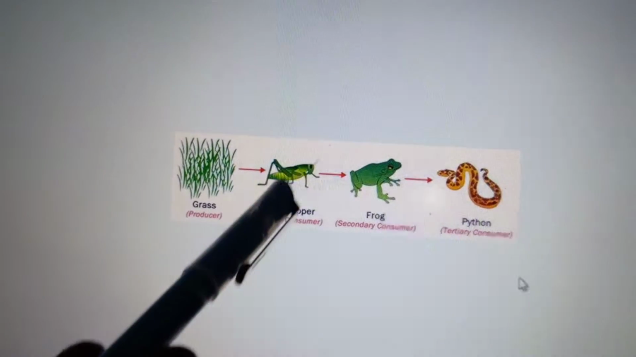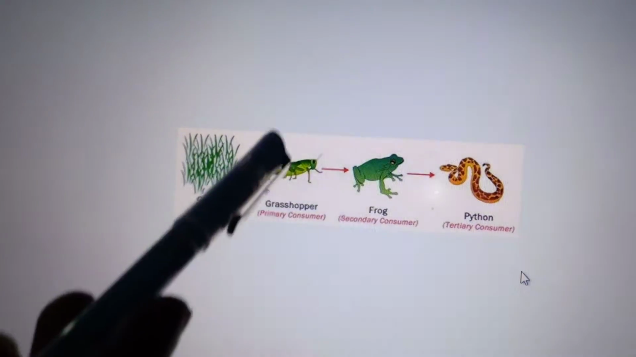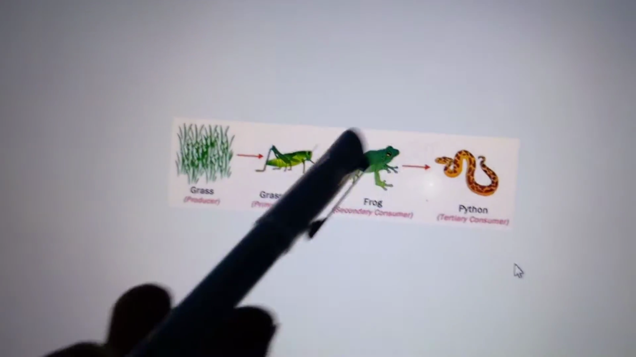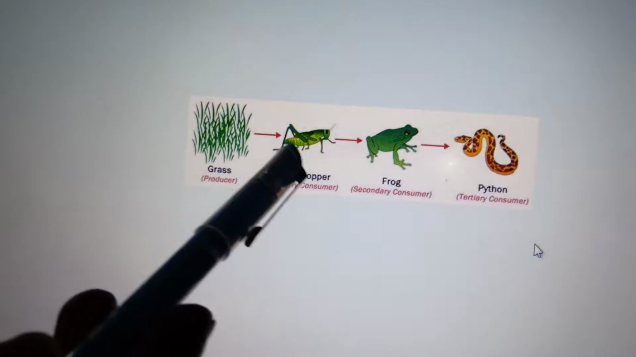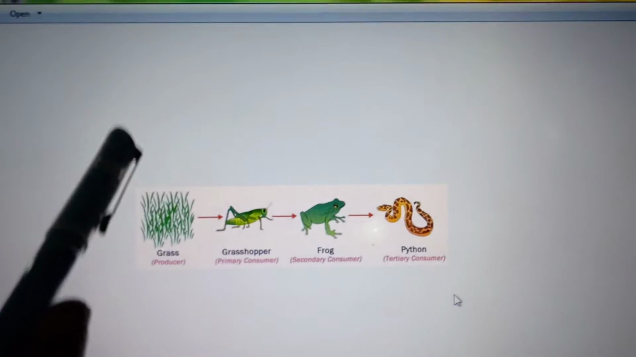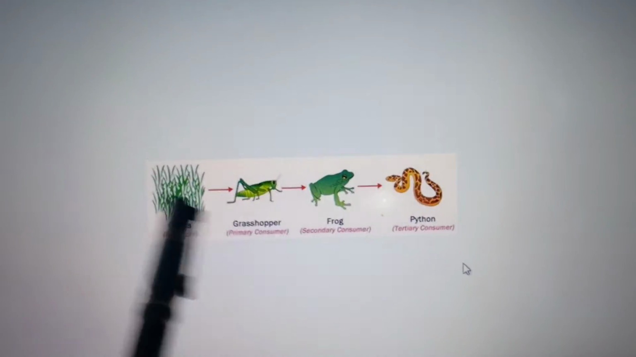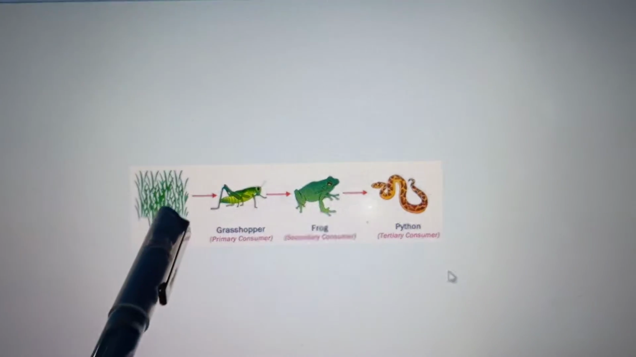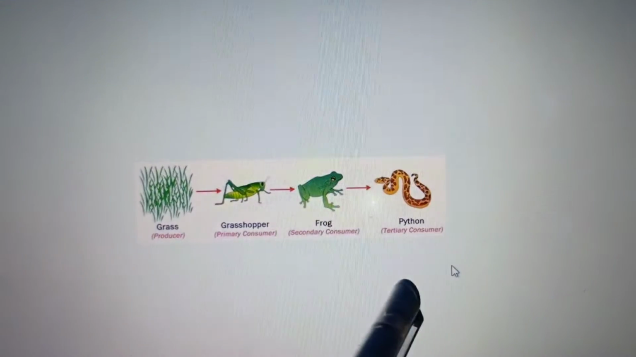Okay, the frog maintains the balance. It even takes pests and other insects. So if you kill the frogs, the insect population increases. So this is what a food chain is, one is dependent on another. So we have to protect all living organisms, that is, the living and non-living components of the ecosystem.